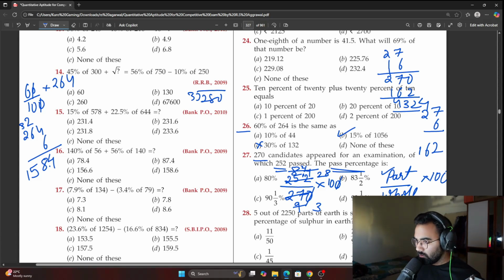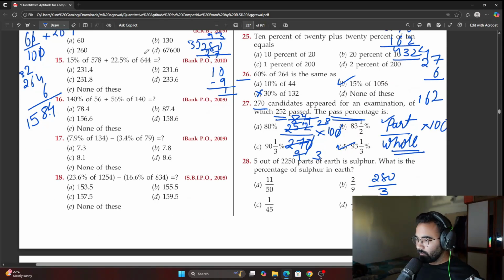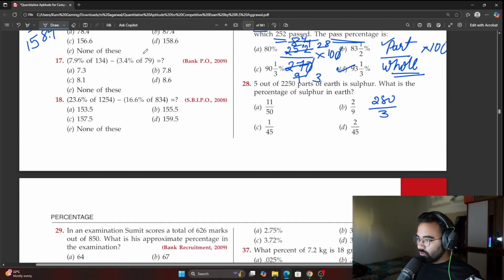Then this is 8, 9 3s are 27, 1 0, 3 3s are 9, and 1. So 93 1 upon 3. I think we have that option, that is D. All right, perfect. Let's move on to the 28th one.